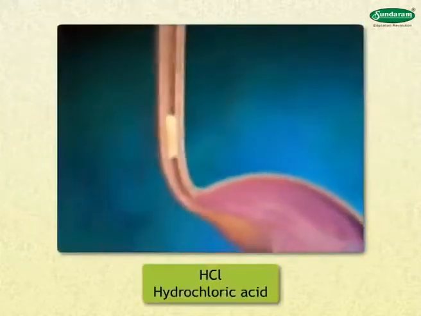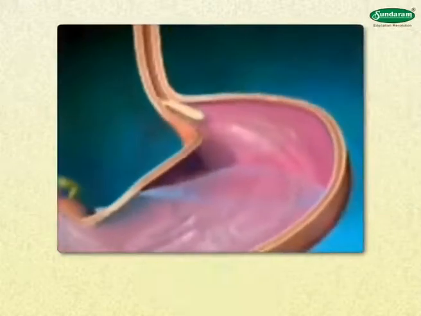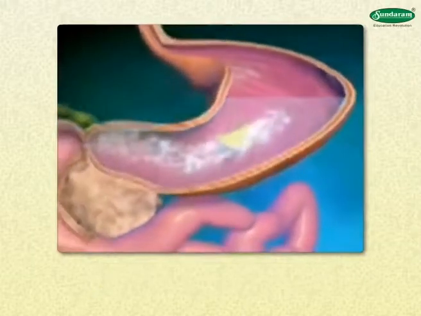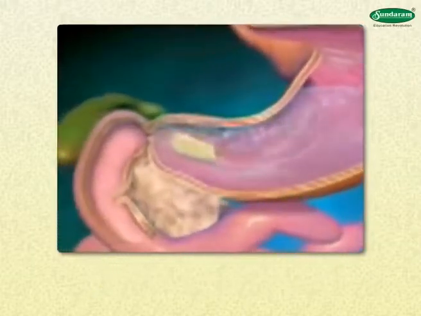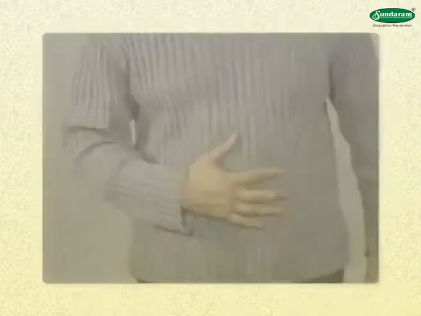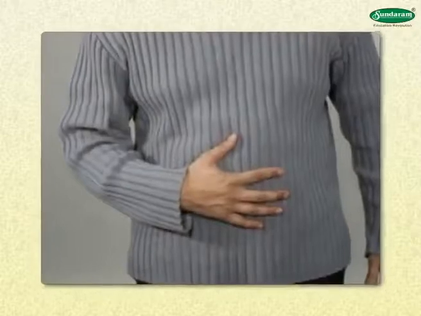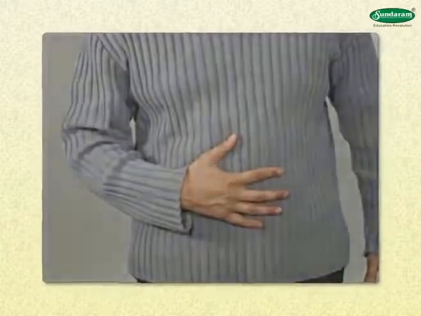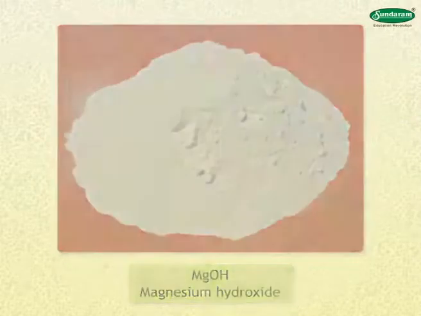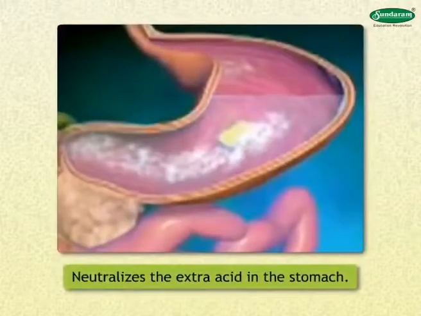There is hydrochloric acid in our stomach. It helps to digest our food easily. However, if there is more hydrochloric acid than we need in our stomach, it causes indigestion. Sometimes we get a stomachache. As a remedy for this, doctors prescribe medicines that are basic in nature. Generally, they contain magnesium hydroxide. This neutralizes the extra acid in the stomach.